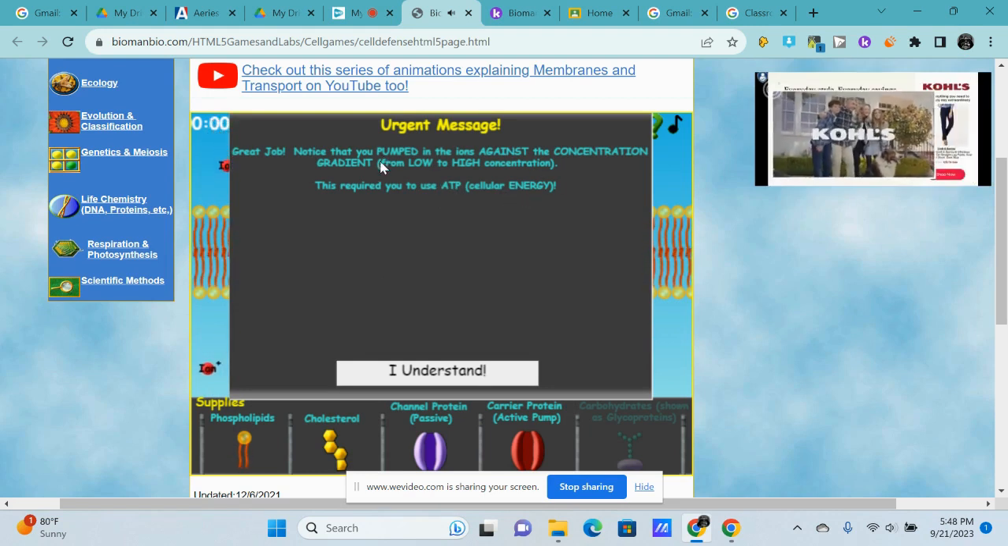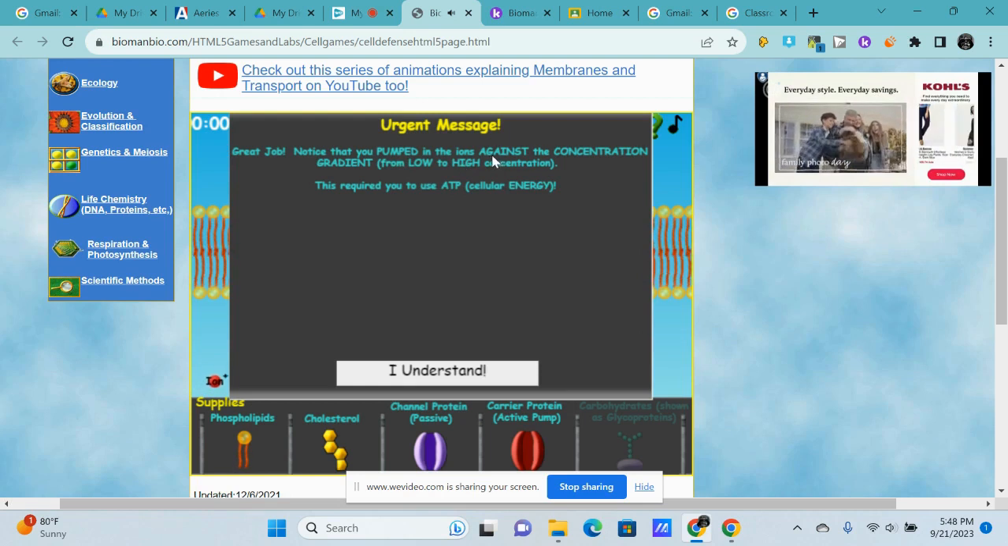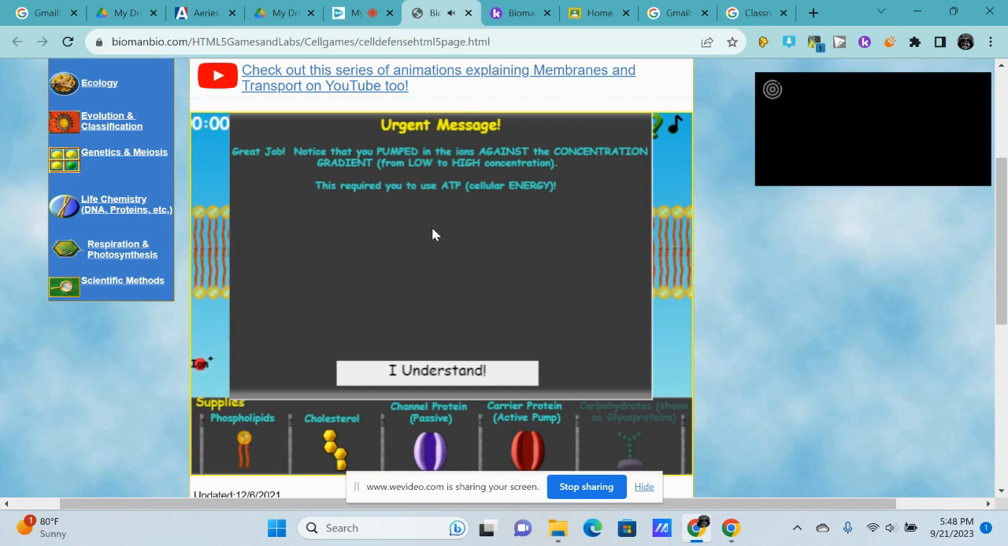And that's called active transport because they're being pumped against the concentration gradient, which just means they're going from low to high concentration. They're moving from where there are few of those molecules, and the cell is moving them to where there's a bunch of those molecules.